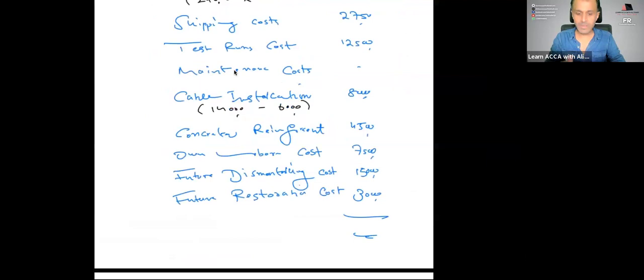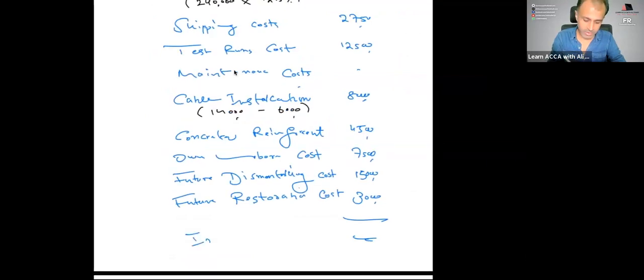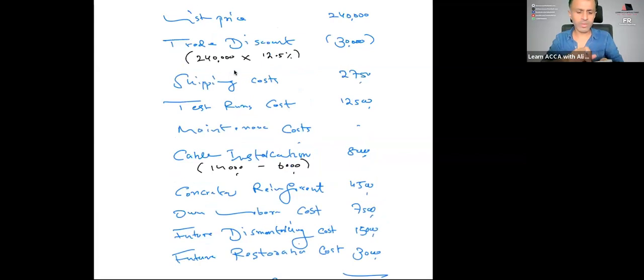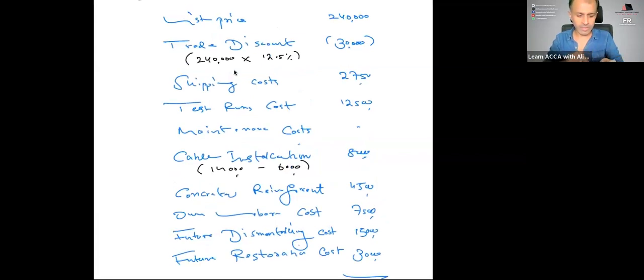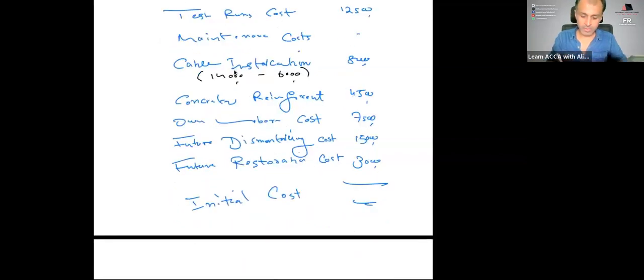Okay, so this is the initial cost at which this plant will be capitalized. Want me to find the total of that? Okay, we can do that, not a big deal. 240,000 minus 30,000 plus 2,750 plus 12,500. That is 263,250.